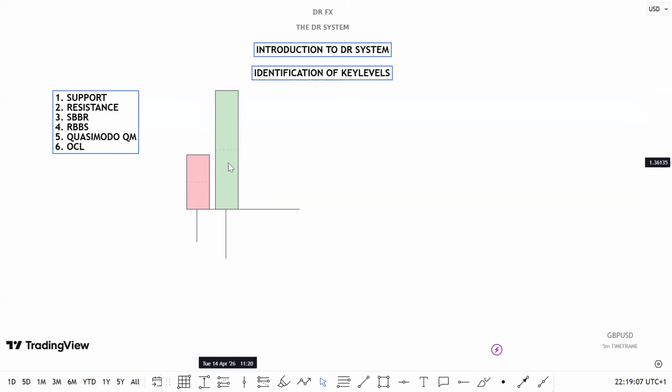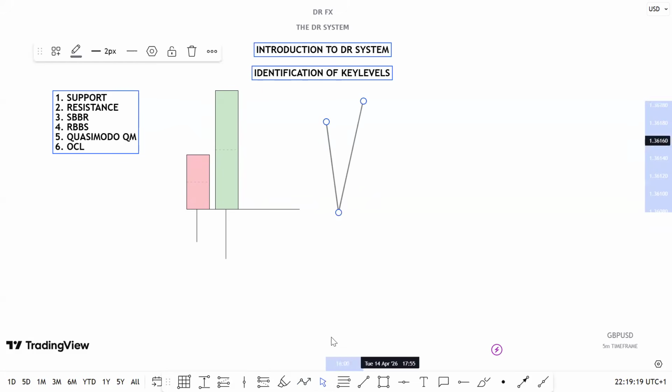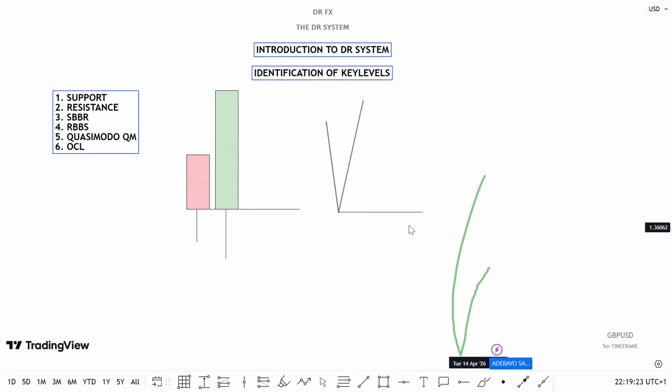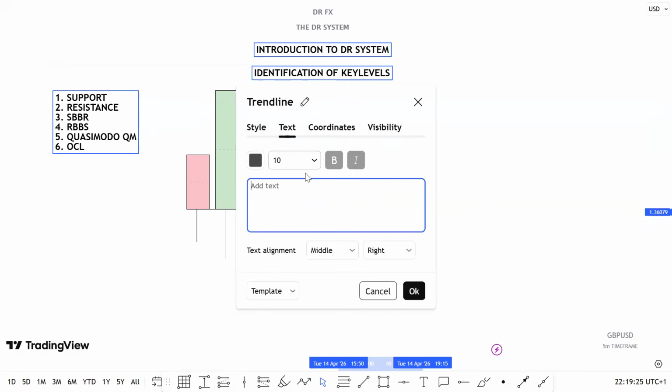Wherever you see a bearish and a bullish candle on the chart, anywhere, it is called a support. And on the line chart, while this is the candlestick chart, it's going to look like a letter V. That's why it is called a V-shaped key level. So this is what we call a V-shaped key level.